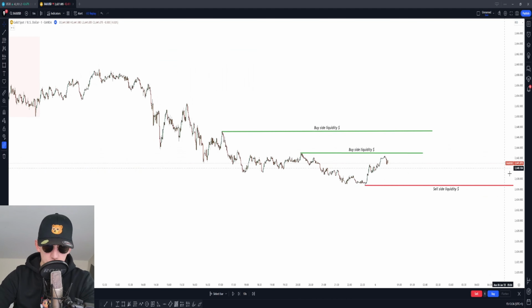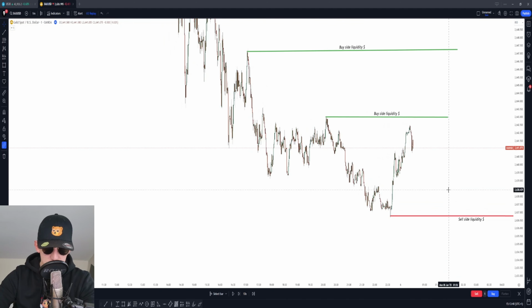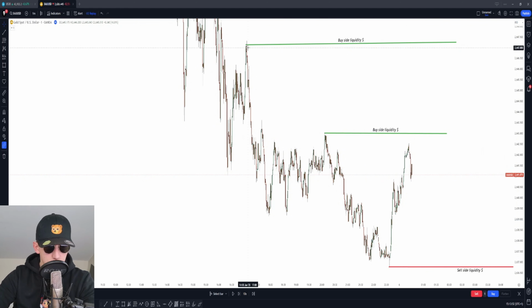So now let's zoom in a little bit and check out before the opening of the Asian session. Right now we are going to look out for a trade at the opening of the Asian session, okay? We mark out the highs, that's our buy side liquidity. Another high right here is another buy side liquidity, and we mark out the important lows before the opening of the market. Here we have the sell side liquidity.